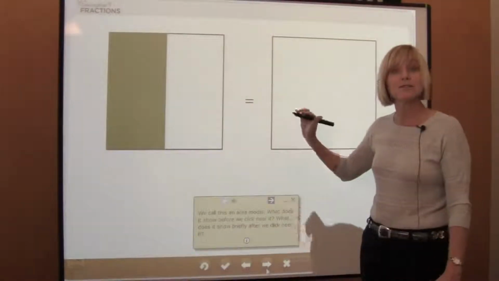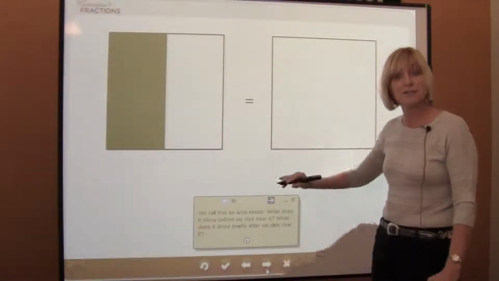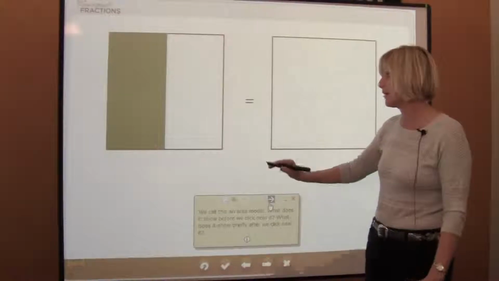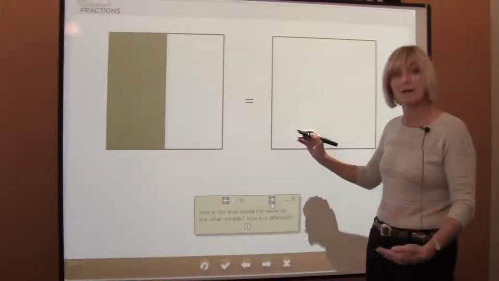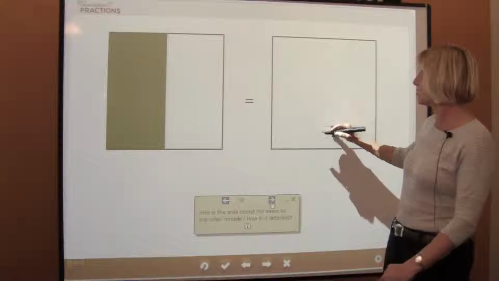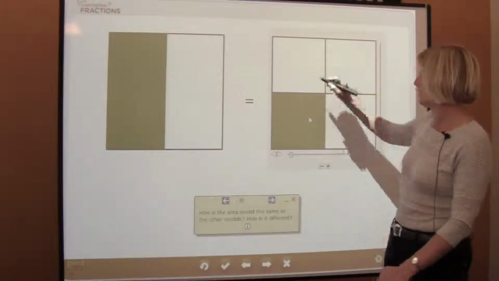They're going to do different models, including the area model. And you're going to see in these sticky notes that we're going to be talking about how we compare the area model to other models. And we're going to talk about now making equivalent fractions.